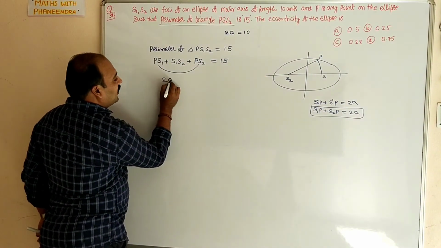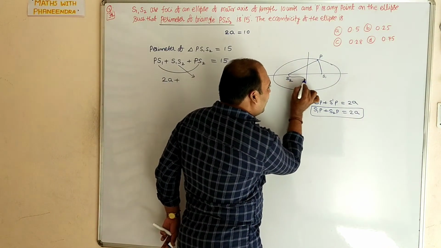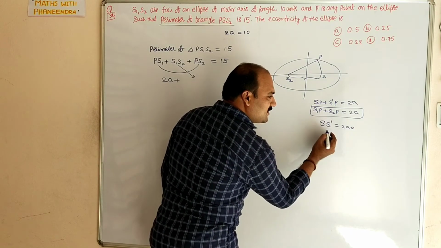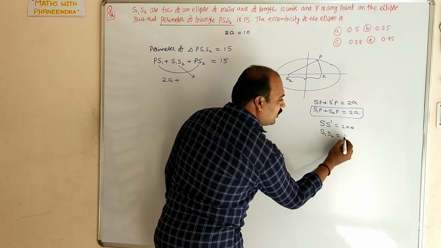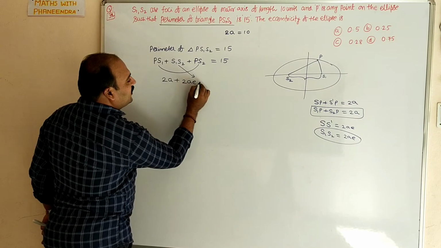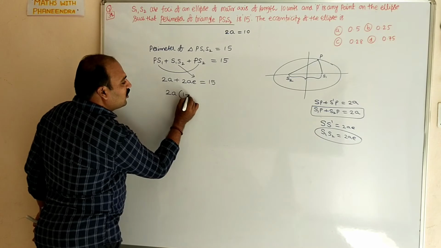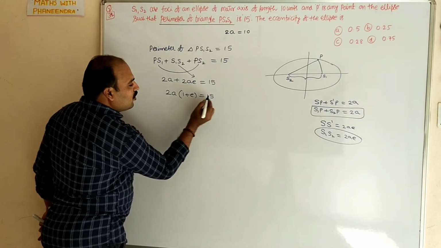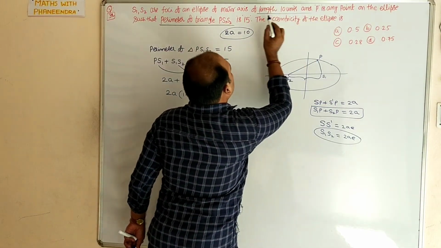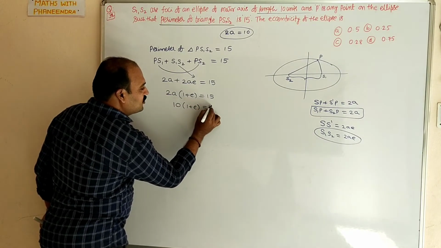So 2a plus S1S2, that means the distance between foci. Distance between foci SS dash is equal to 2ae only. SS dash means here S1S2 according to the figure. So in place of S1S2, 2ae is equal to 15. Taking 2a common, 2a into 1 plus e equals 15. What is 2a? 2a we got as 10, because the length of the major axis is 10 units. So 10 into 1 plus e equals 15.